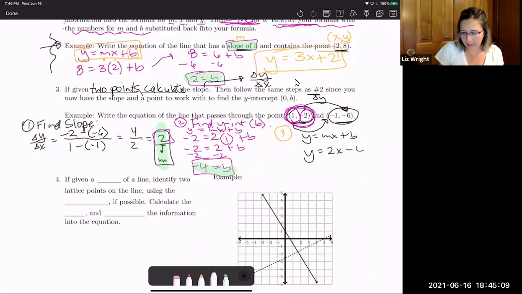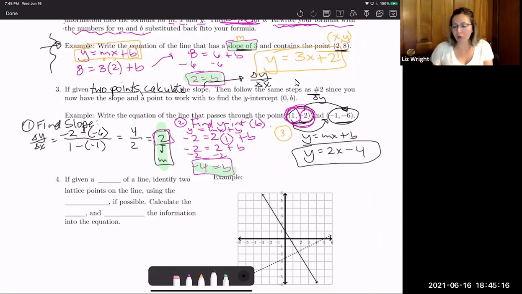So it's going to be -4. And that's your answer, is the 2x minus 4. Now, something you can always do, like if you wanted to check, if you're like, oh, did I do that right? Let's check it. Pick one of your ordered pairs.